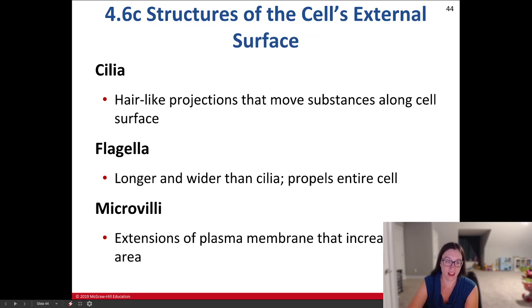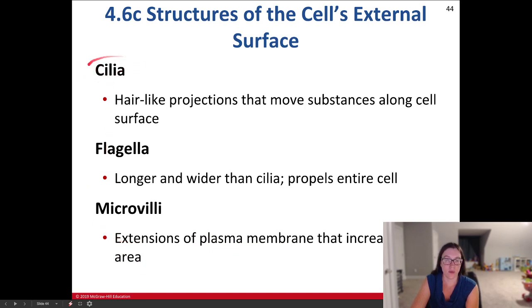Now finally, I said that the outside of this plasma membrane can have some specialized structures. And I guess maybe I should have talked about these then, but here we are. So the outside can have 3 different types of specialized structures: cilia, flagella, or microvilli. So I'm going to start with the smallest and work my way up. The microvilli are the smallest. These are tiny. They're extensions of the plasma membrane that increase the surface area of the cell, but they do not move on their own.